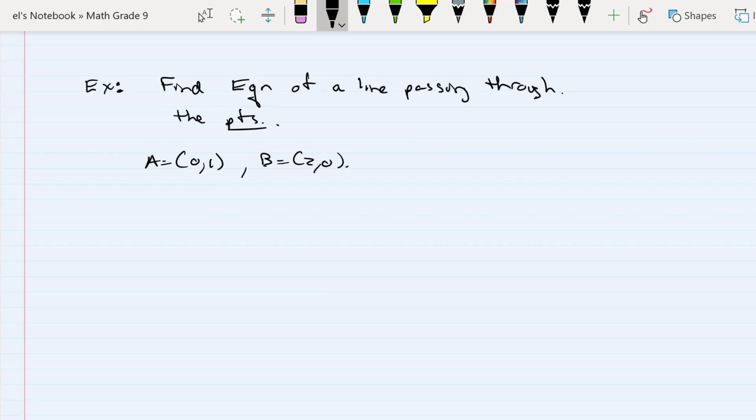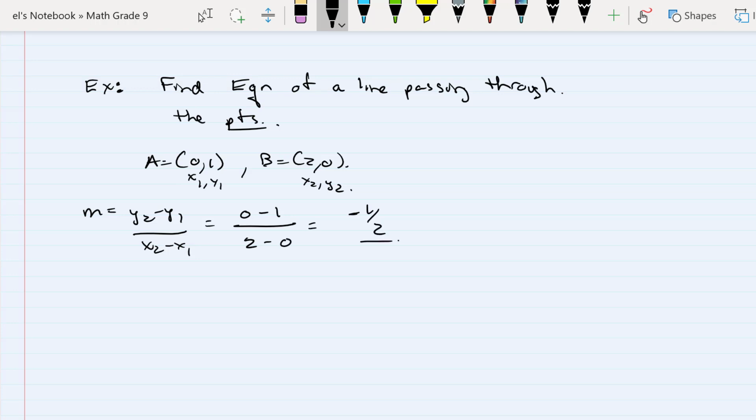Let us look at a simple example. Find the equation of a line passing through the points A equals (0, 1) and B equals (2, 0). The first thing we need is to find the slope m, which is y2 minus y1 all over x2 minus x1. If we identify A as (x1, y1) and B as (x2, y2), then we have y2 is 0 minus y1 is 1, all over x2, which is 2, minus x1, which is 0, or minus 1/2.